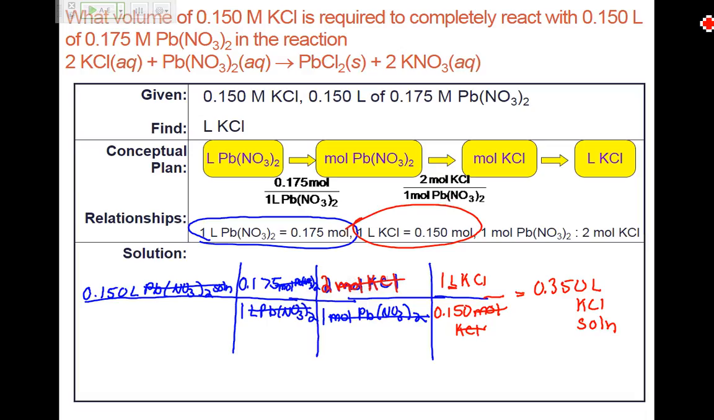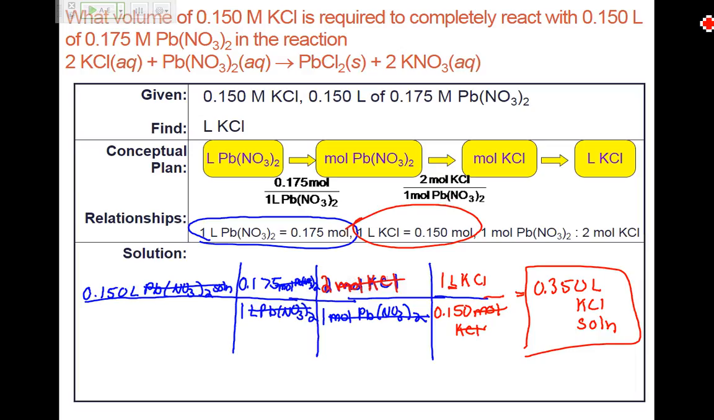Your molarity is your relationship. And again, your molarity of Pb(NO3)2 can only be used to convert your moles of Pb(NO3)2 to liters, or liters of Pb(NO3)2 solution to moles. You cannot mix those relationships. Those are very specific relationships. If I change my concentration, I have a new relationship.